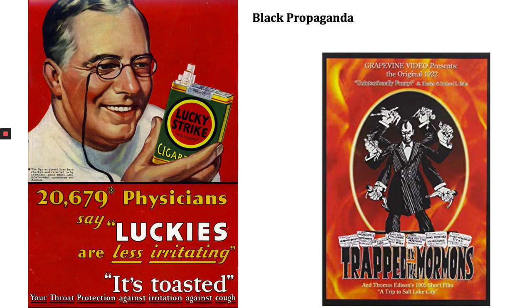Or we see the black propaganda here, where you see a physician who's saying that this is his brand of cigarettes because I guess they're less irritating and it's toasted. I don't know what that means, but they're mainly just trying to sell, right? It's an outrageously false claim. It almost makes it seem because the physician is smoking it, then it's healthier than the other cigarettes or something weird. Or this one's kind of interesting.